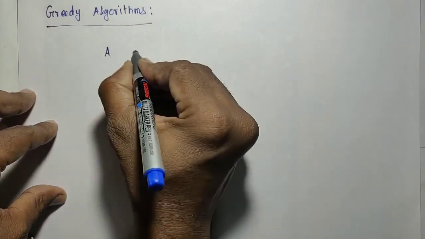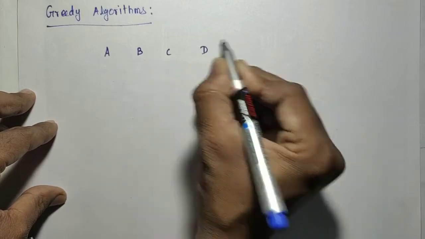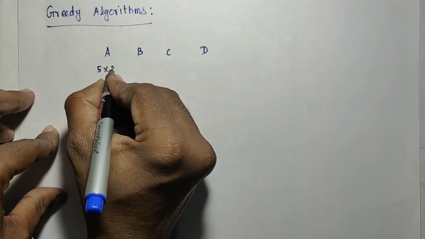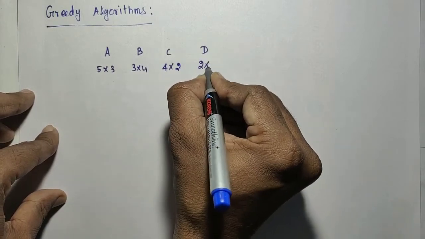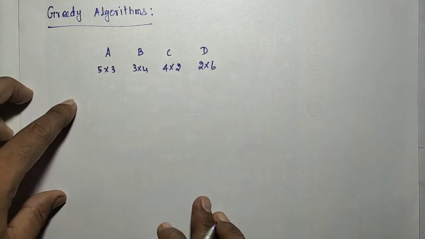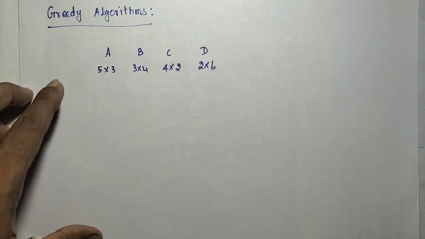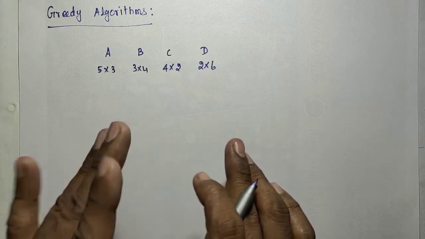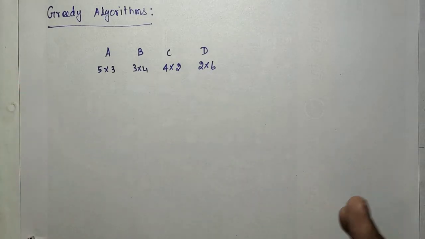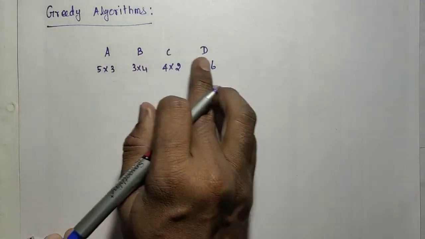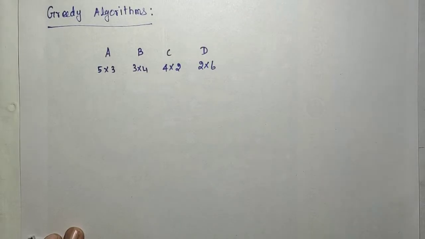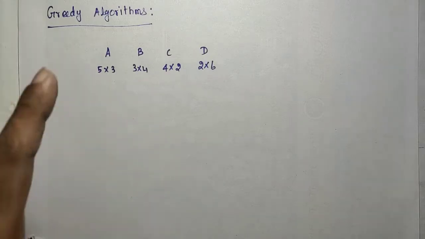Say we have A, B, C and D, 4 matrices, of sizes 5 by 3, 3 by 4, 4 by 2 and 2 by 6. Like that we have taken these matrices. So our aim is to find the minimum number of multiplications needed, and what is that order? What is the order of multiplication? A into B into C into D, which multiplication has to be done first so that we get the minimum number of multiplications? We will record only the minimum number of multiplications. That is the problem statement.